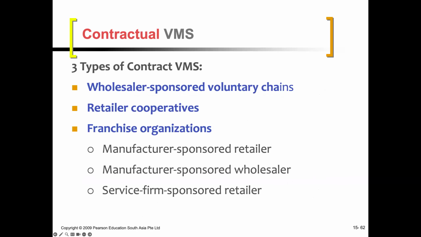There are three types of contractual vertical marketing system. First is the wholesaler-sponsored voluntary chains. Second is the retailer cooperatives. And thirdly is the franchise organizations, which involve the manufacturer-sponsored retailer, manufacturer-sponsored wholesaler, and the service firm-sponsored retailer.